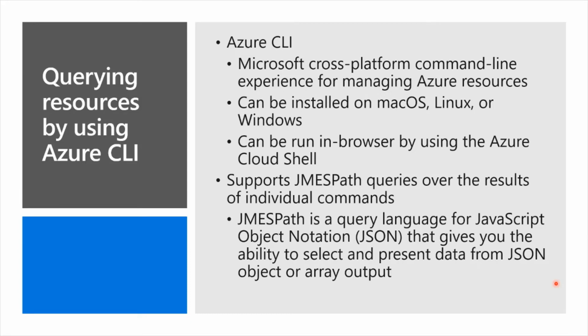The CLI uses the query argument to execute a JMESPath query on the result of a command, and JMESPath is a query language for JavaScript Object Notation, JSON, that gives you the ability to select and present data from Azure CLI output. These queries are executed on the JSON output before they perform any other display formatting. The query argument is supported by all commands in the Azure CLI.